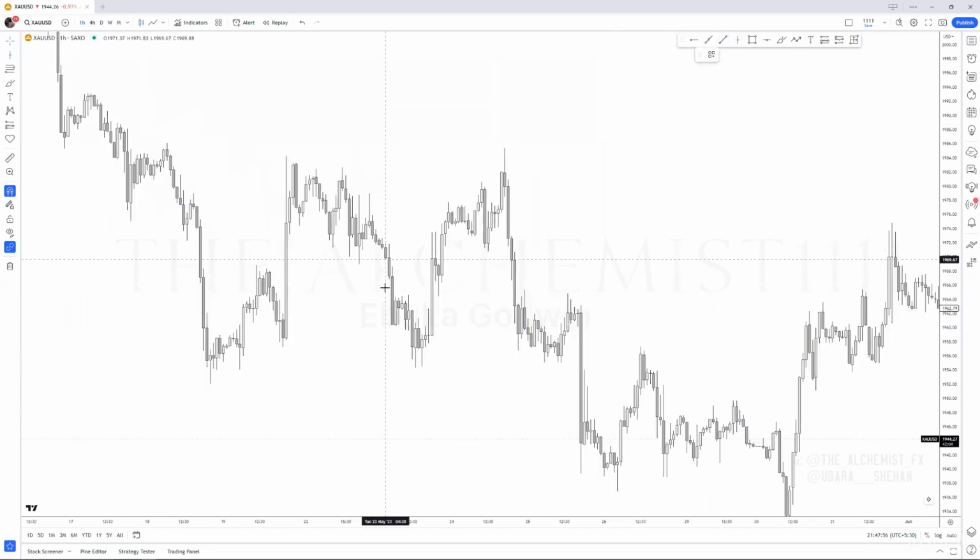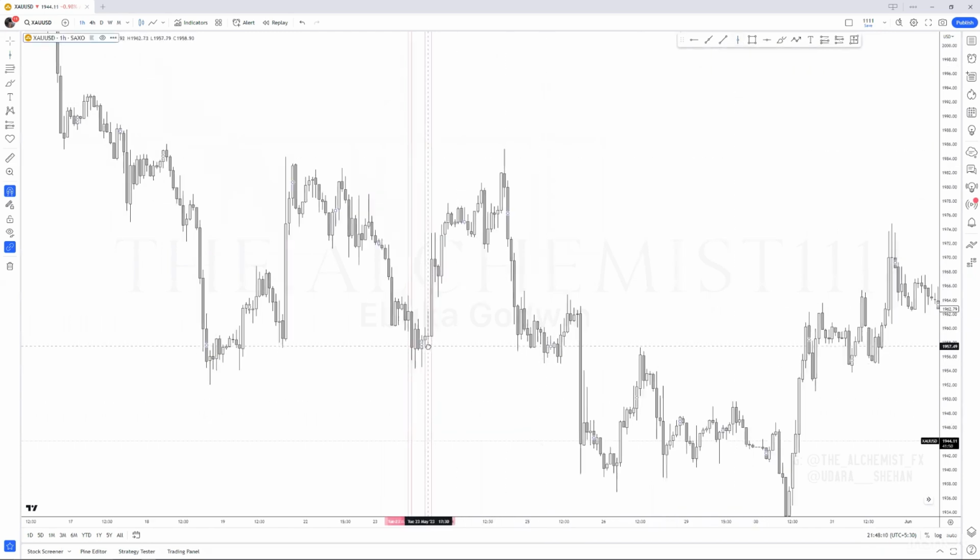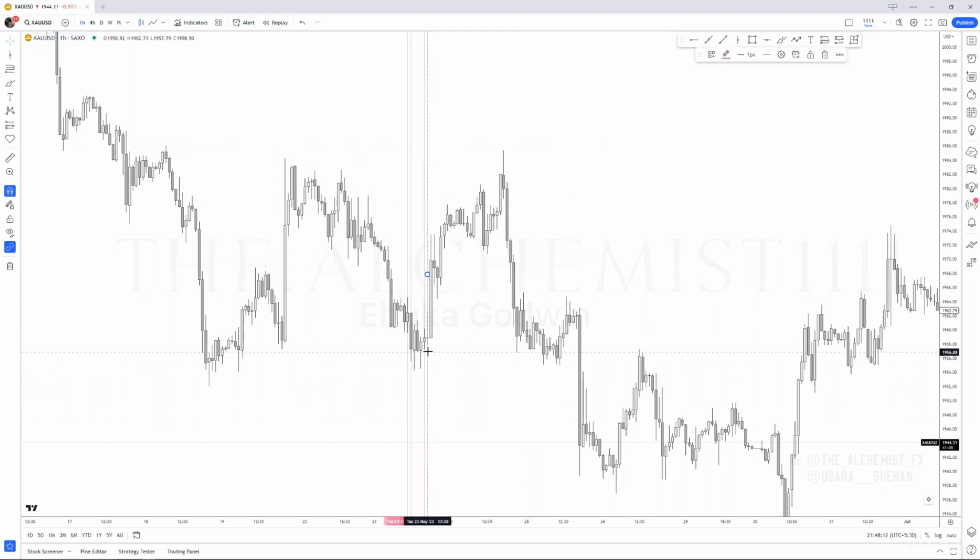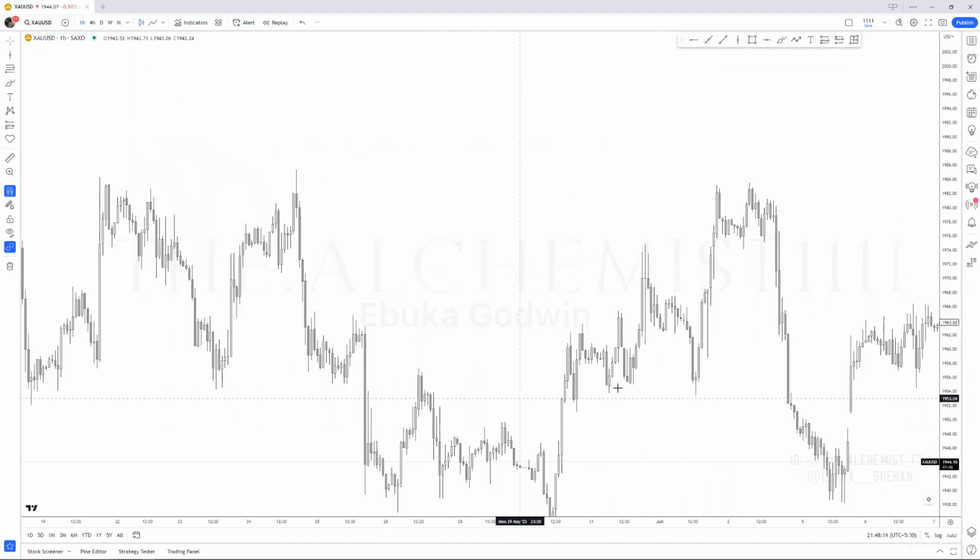Just maybe draw some. I do not use any indicators. Just draw some vertical lines on London kill zone, London open, and then a New York kill zone. Sorry, can you state your London kill zone and then the London open for us? The timing, yeah, the timing. Okay, yeah.